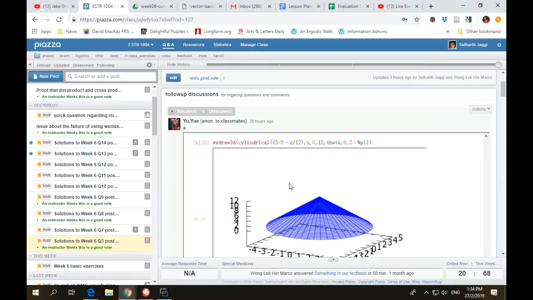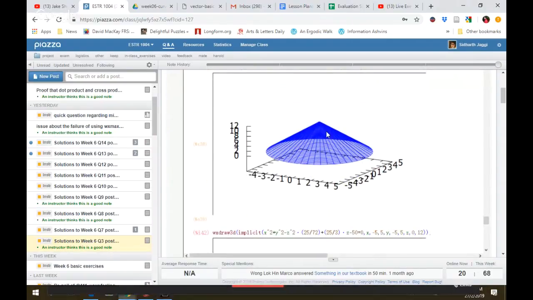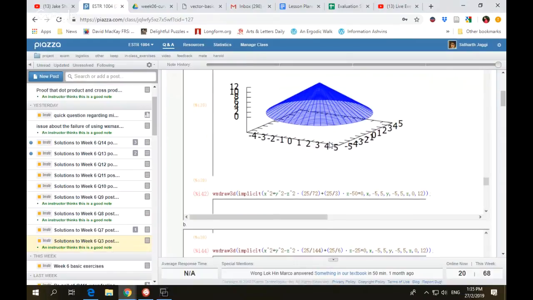So once you fix the height z and once you fix the angle, the radius of the surface is going to be a constant. It's independent of theta, because in this cone the height is the same regardless of what the angle is. So in cylindrical coordinates, this function is 5 minus 5z over 12, and theta going from 0 to 2 pi. It looks quite nice and smooth, this cone.